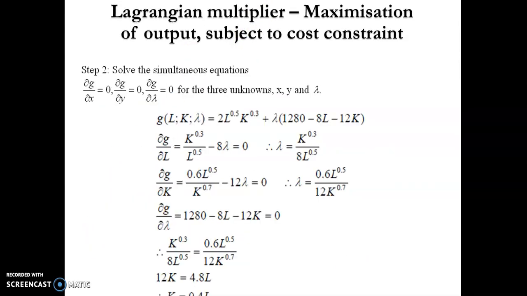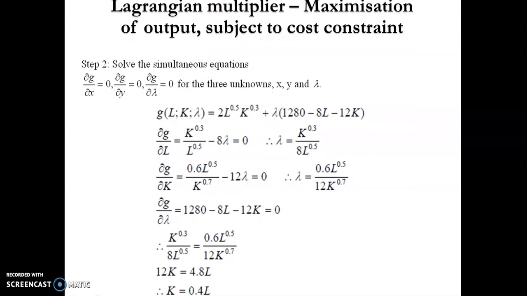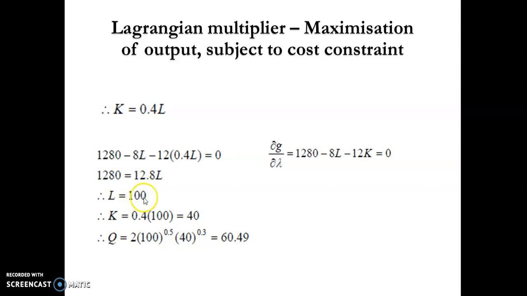So therefore, let me just go back. In order to solve simultaneously, you need to get your partial derivatives of that function with respect to labor, capital, and lambda, set them equal to 0, and rearrange the first two, making lambda the subject of the formula so that you can equate these two, and you would get K is equal to 0.4L. Then you can substitute this into this partial derivative over here because you would then eliminate another unknown. And then, of course, you can solve for labor, capital, and finally output.